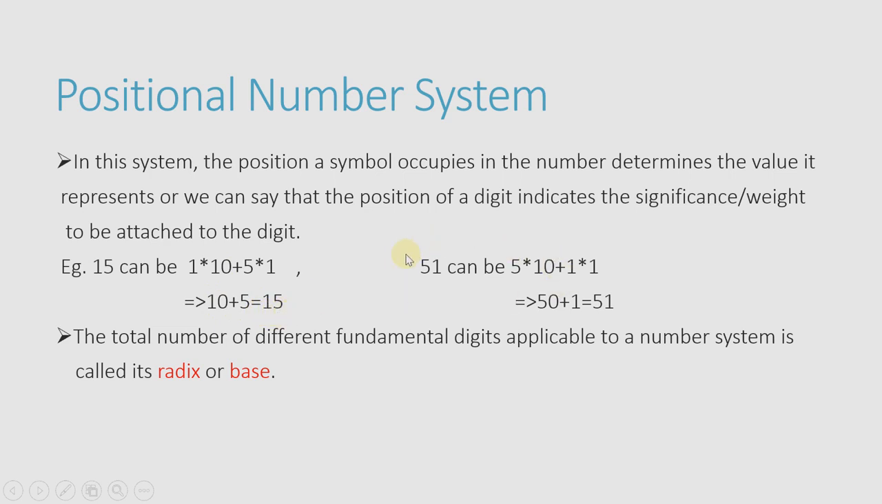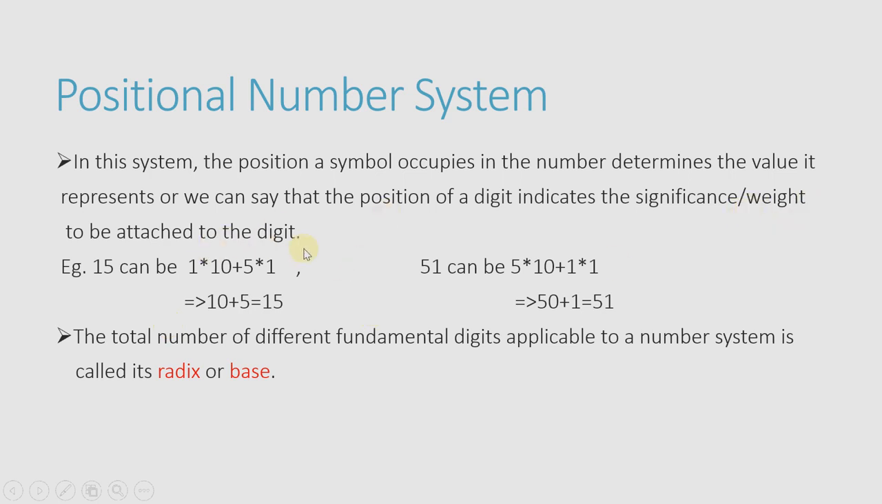But when I change the position, I'm using the same symbols 1 and 5, but 5 becomes the tens place and 1 becomes the unit place, then it becomes 50 plus 1, which is equal to 51. So here we can see how the position of a symbol changes the number. So the position of a symbol has its significance, or we can say it has a weight attached to the digit.